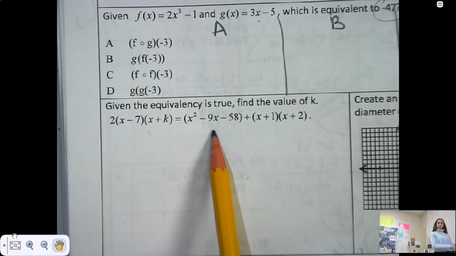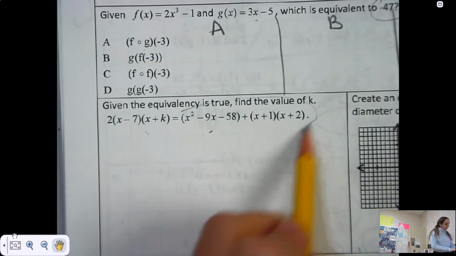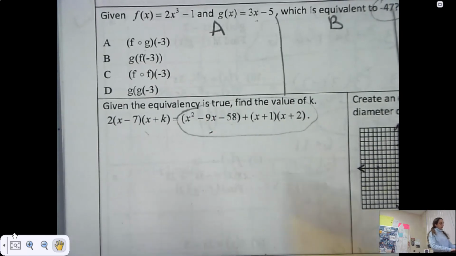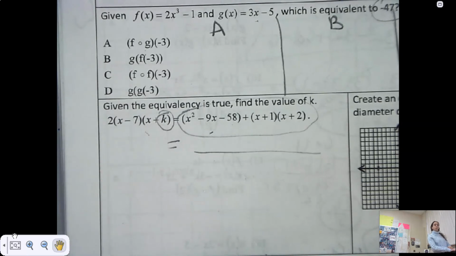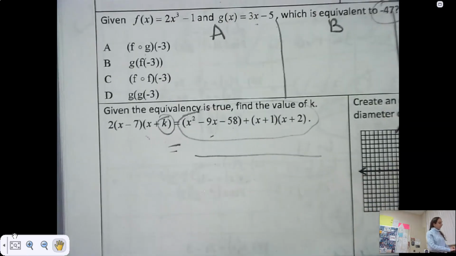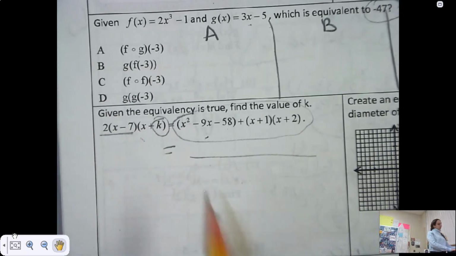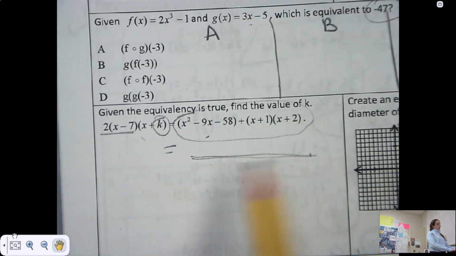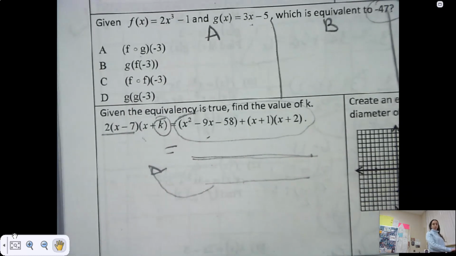They want you to find the value of k. My little hint to you is I would simplify this entire side, get an answer, and see if you can figure out through logic what would go there. Okay. Maybe I would box this out or something. Maybe not. Okay. Maybe do this side, see if you can factor it to make it equivalent to this side, and then you can find the value of k.